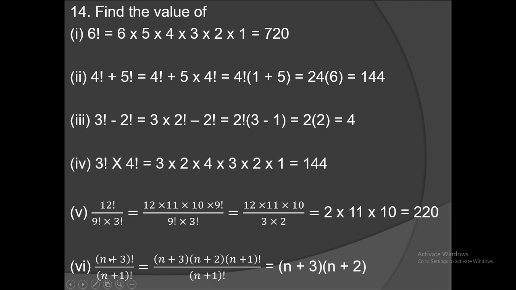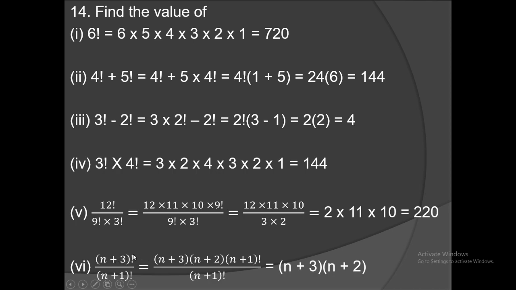Suppose I put 2. So 2 plus 3 is 5. Here 2 plus 1 is 3. So the numerator number is the biggest number. So the biggest number you can expand. What is the meaning of factorial? You have to write the first number, then reduce one and write the second number.